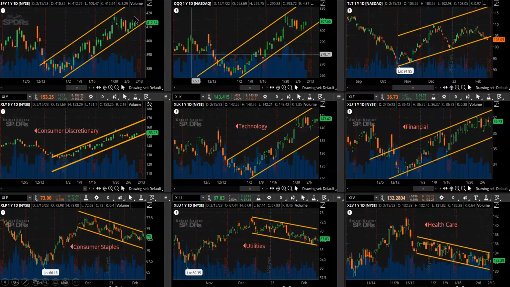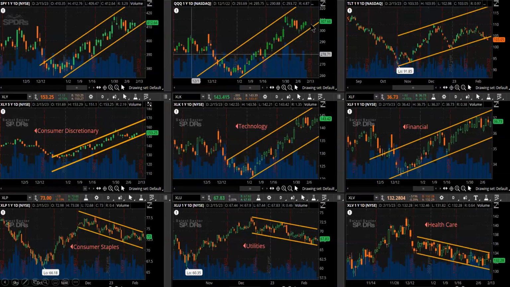So notice right here, this is the SPY, the S&P. So we are in a channel, okay? Now notice what happens every time we come down, like here, to the bottom side of the channel, the market moves up. So as long as we stay within the channel, we're good for a bullish move.